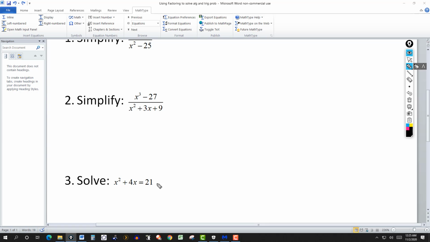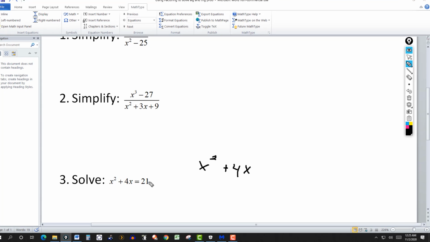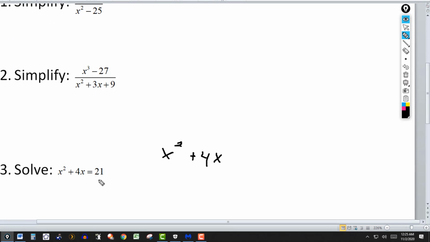Okay, so what you want to do is make one side 0. So let me just do this. x squared plus 4x. And then I'm going to add negative 21 to both sides, because I need one side to be 0. So adding a negative 21 here, that cancels out to 0, and then I get a minus 21 over here.